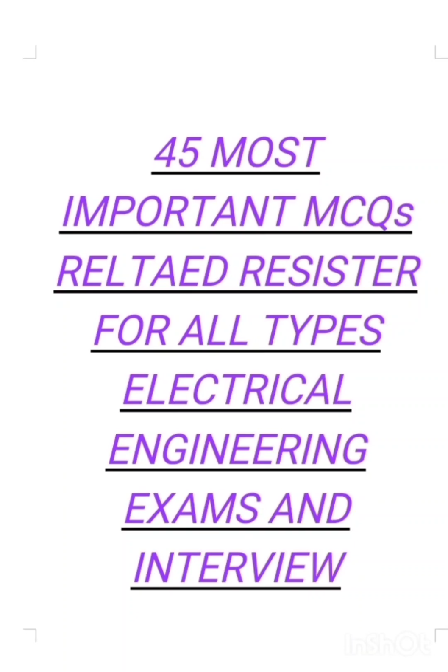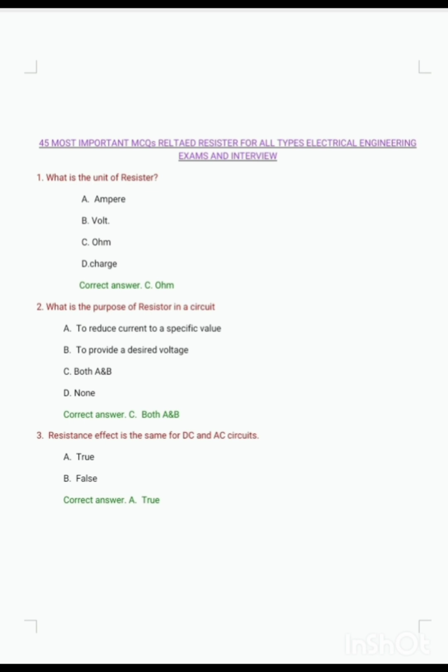45 most important MCQs related to resistors, electrical engineering. 1. What is the unit of resistor? A. Ampere. B. Volt. C. Ohm. D. Charge. Correct answer: C. Ohm.